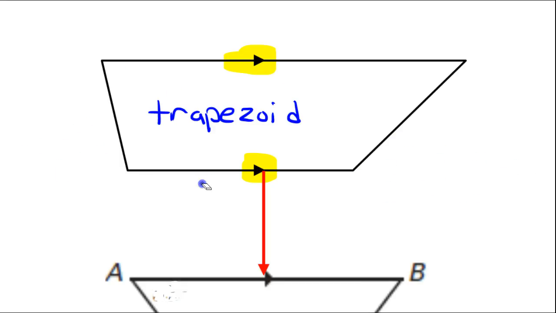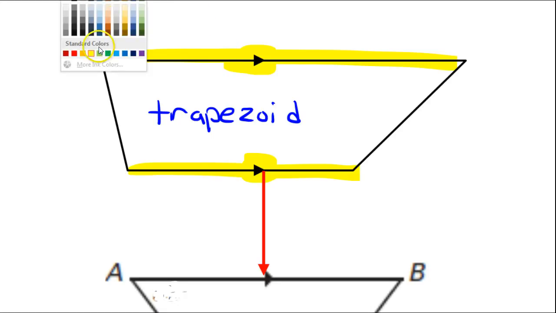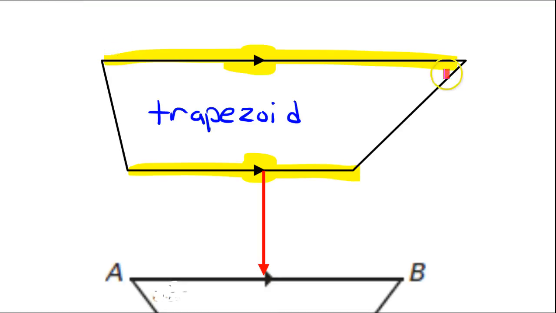So a trapezoid has 1 pair of parallel sides. Notice that this and this are parallel. The yellow sides are parallel. But for example, these sides are not parallel. Only the yellow sides are parallel. So that's what makes a trapezoid, 1 pair of parallel sides.